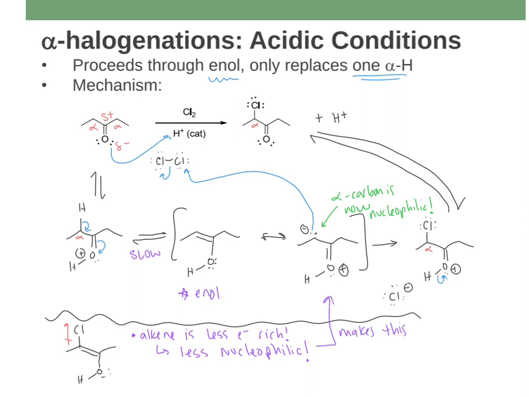Makes this step really slow. So we don't see it halogenate a whole bunch of times, because as soon as you put a chlorine on there, it pulls electrons away from the alkene, and now it is no longer as nucleophilic. So it's not going to attack another equivalent of Cl2. It's just not going to. We just see monohalogenations when you're in neutral or acidic conditions. Now we'll see how that's really different for basic conditions.